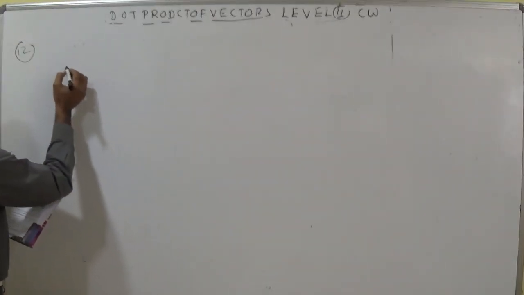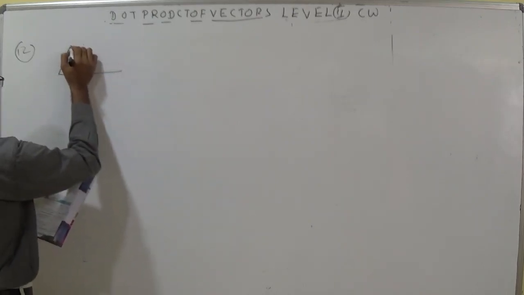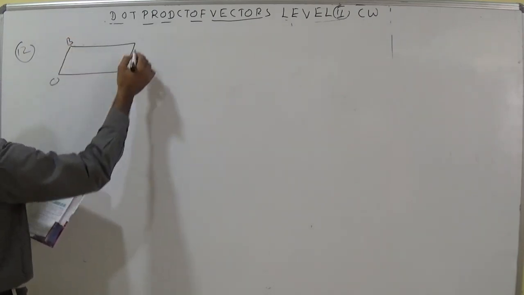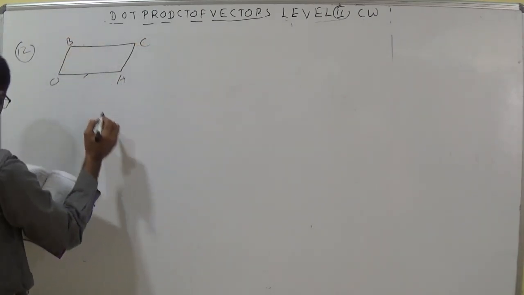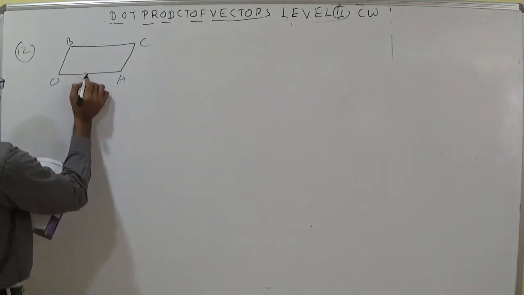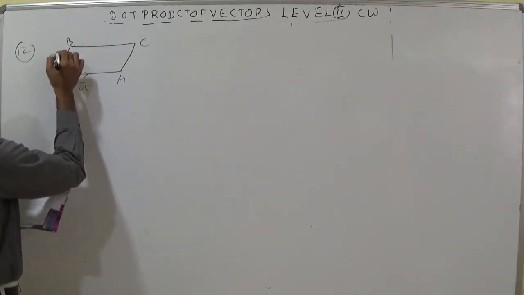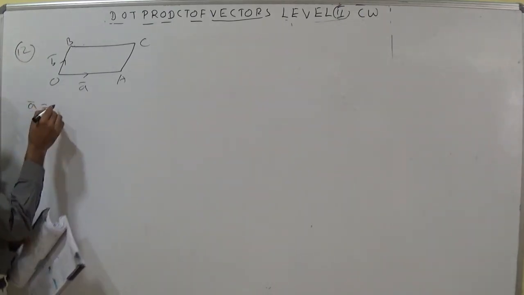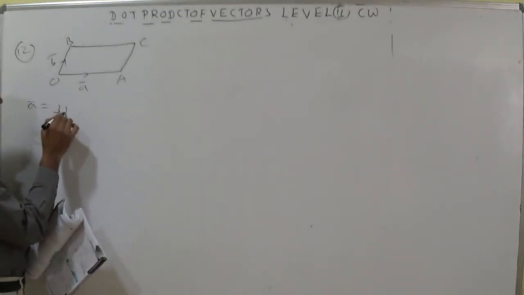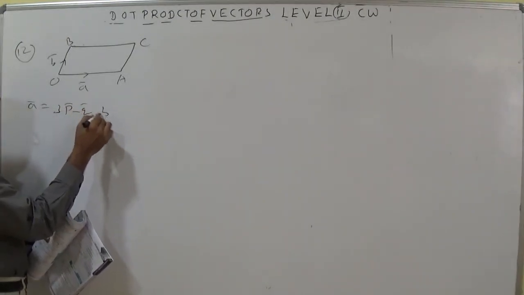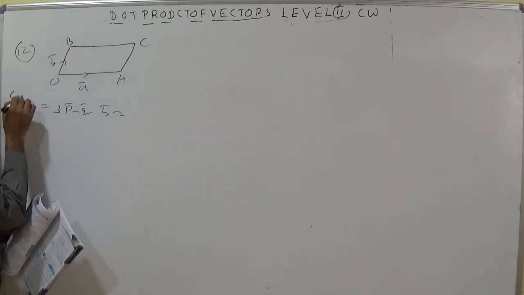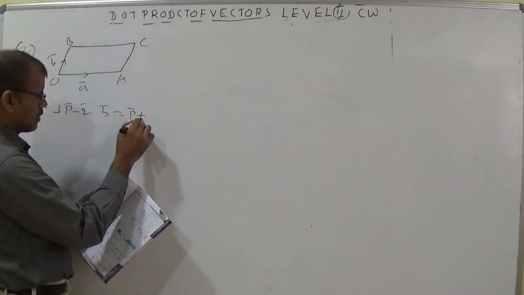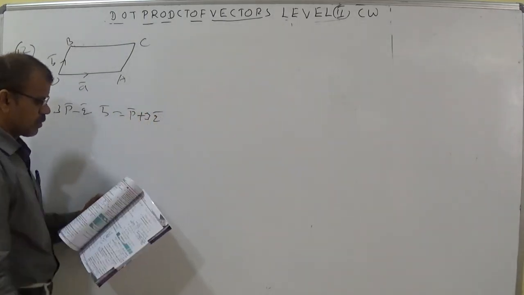In a parallelogram, let us draw the diagram, parallelogram. Put here O, this is OA, this is B and this is C. OA position vector. Let the position vector of OA equal to A bar and OB equal to B bar. A bar he given as A bar is equal to 3P minus Q. B bar is equal to P bar plus 3Q bar.